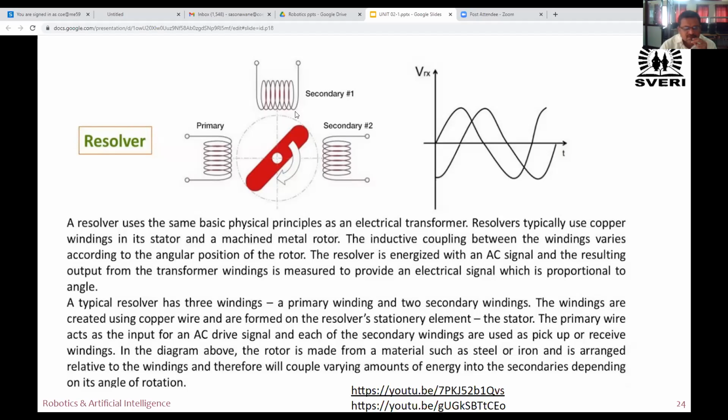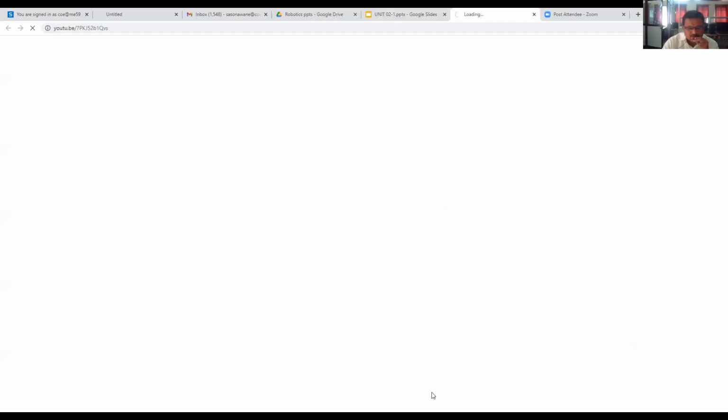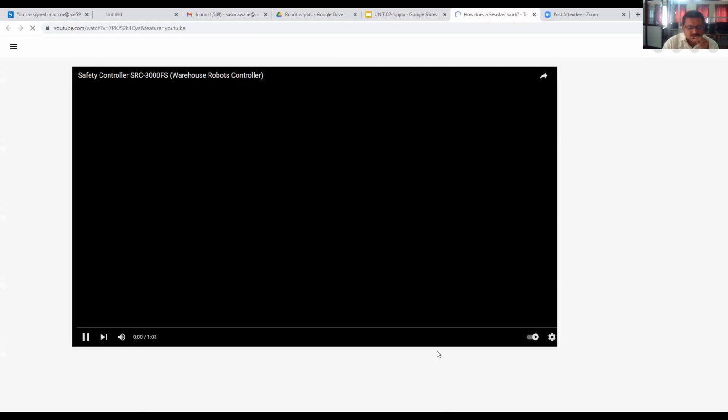If the maximum portion of this metal rod is in front of S1, then the output voltage E0 is equal to ES1 minus ES2. That is the EMF induced in secondary winding 1 minus the EMF induced in secondary winding 2. Therefore, depending upon this output EMF, which is directly calibrated in terms of angle of rotation, we directly get the angle of this metal rotor. Now we will see these two videos so that you will understand it clearly. Please see it.